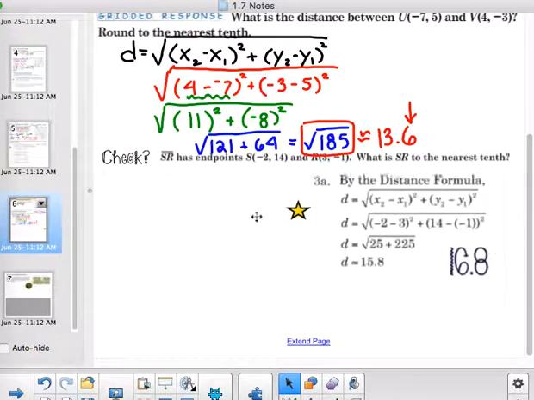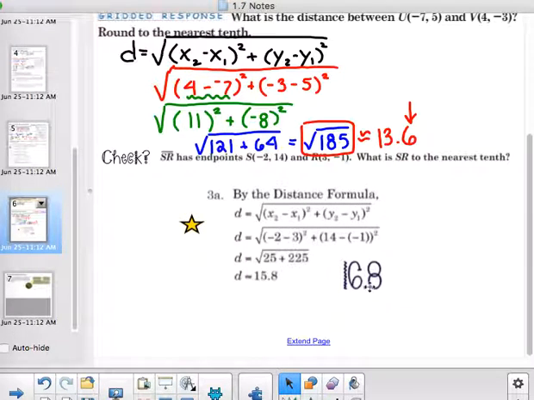All right, now is your time to check your answer. Okay? I do believe we found an error in this last year. I believe the answer on this one's actually 16.8 when they typed in the square root of 25 plus 225. So hopefully I made sure that was correct on your Ed puzzle.